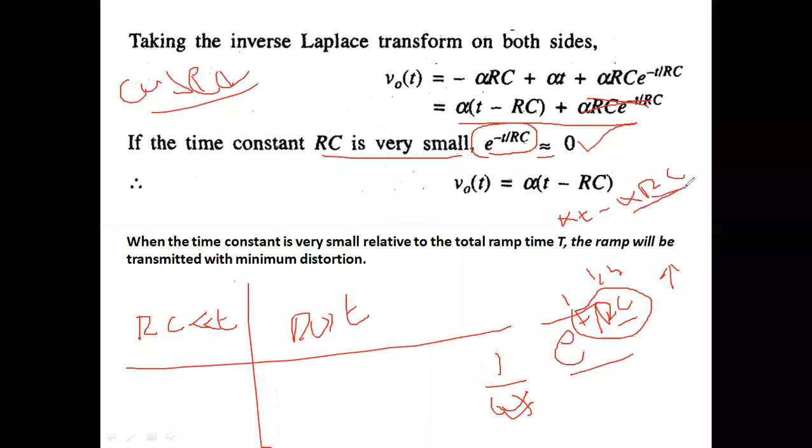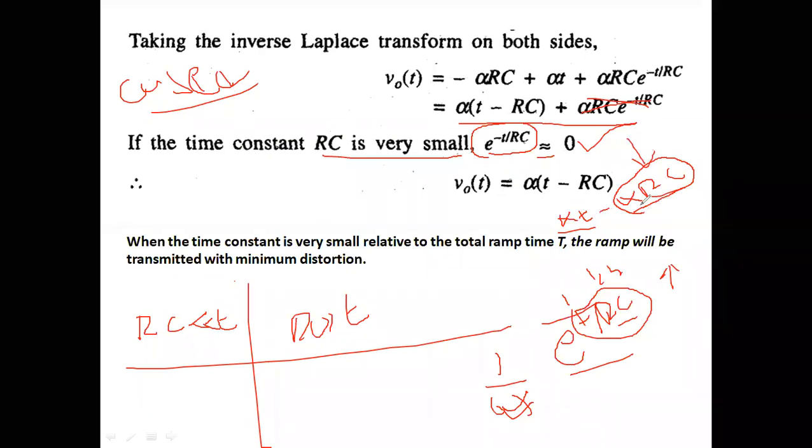Therefore, this value will also be very small. Alpha t is nothing but our input voltage. Therefore, from this we can draw the output voltage. The output voltage will be similar to the input voltage. If the time constant is very small, the output voltage will be similar to the input voltage with a small distortion.